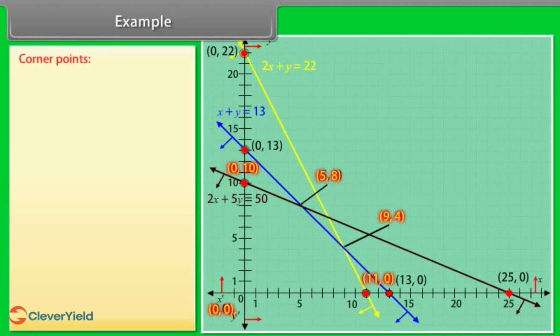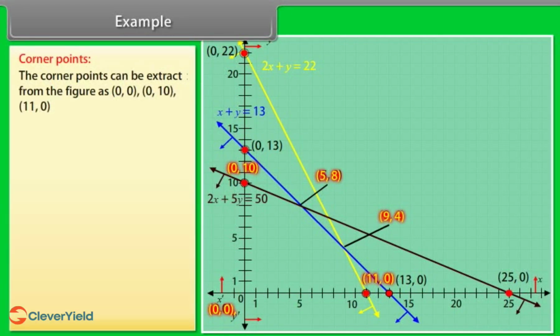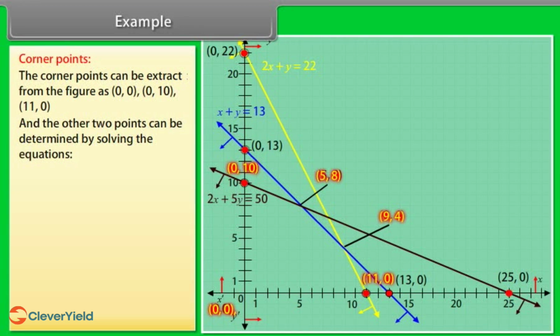Let's find the corner points. The corner points can be extracted from the figure as 0, 0, 0, 10, 11, 0, and the other 2 points can be determined by solving the equations. 2x plus 5y is equal to 50, x plus y is equal to 13. By solving the equations, we get 5, 8.